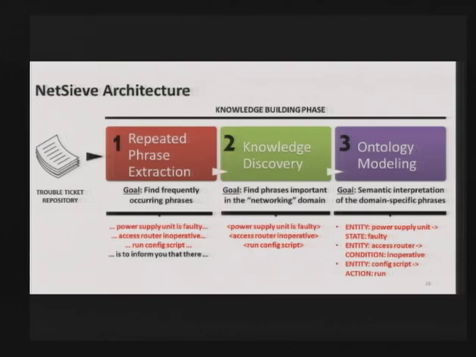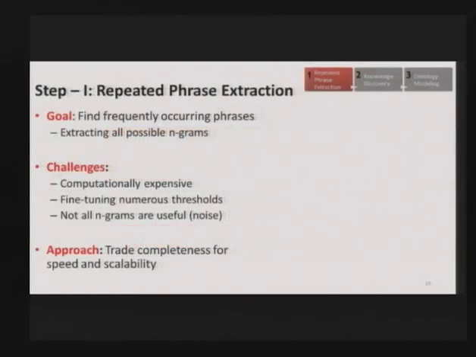Similarly, you have access router, which is also again a physical device that is tagged as an entity, and inoperative, intuitively thinking it's a condition of the entity called access router, and so on and so forth. So to summarize, we first extract frequently occurring phrases, then find out which of these phrases is important in the current domain, and finally attach a meaning to each of these domain-specific phrases. Simple enough. Now let me dig into each step in detail to explain what we've done.